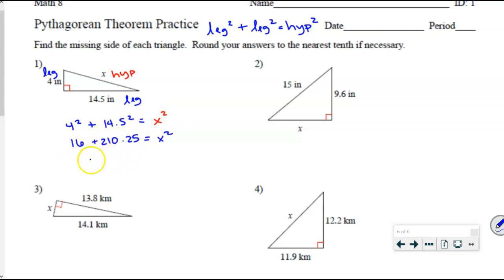Adding those together, I have 226.25 is equal to x squared. That tells me what the hypotenuse is when it is squared. I need to unsquare it, so I need to take the square root of each side. Again, using the calculator, the square root of 226.25 means x is equal to 15.0416. Rounding to the nearest tenths place, the 4 is not enough to make that go up. So the length of this hypotenuse is 15.0 inches.